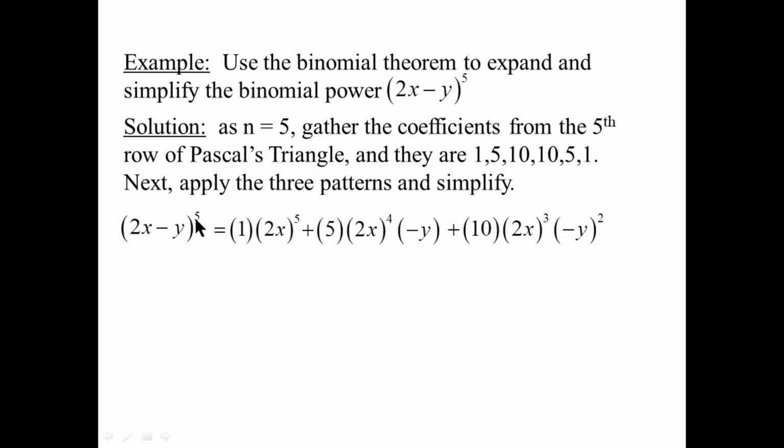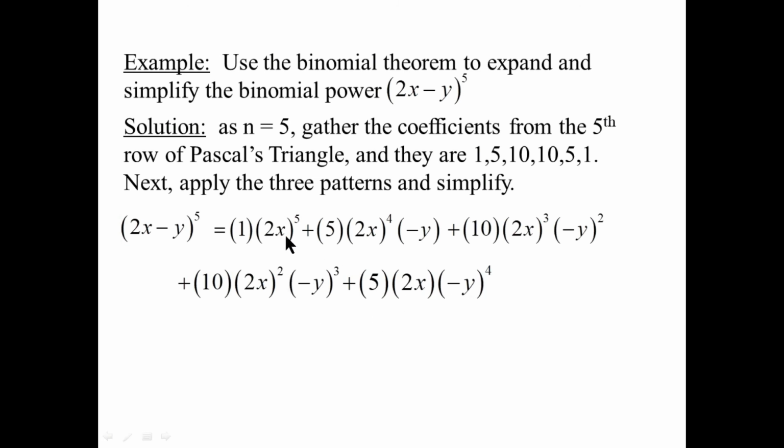Notice how 3 plus 2 is 5. Next, reach up. We've done the first 10. We've got to reach up for the second 10. 10 times 2x to the 2, times minus y to the 3. Next, reach up for the next coefficient, which is 5. So it will say plus 5 times 2x to the 1 times minus y to the, now it's going to be 4.